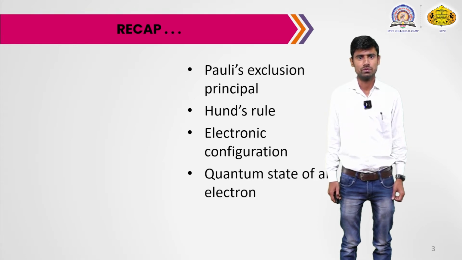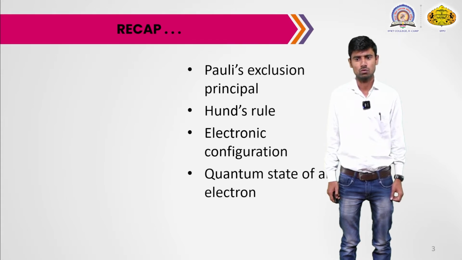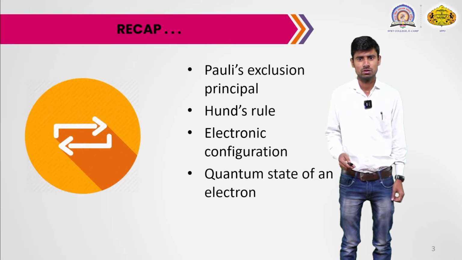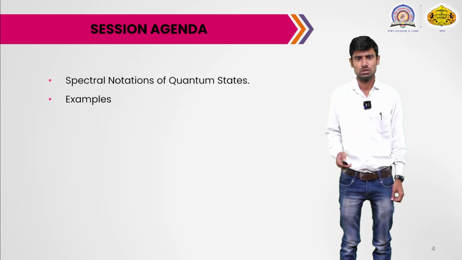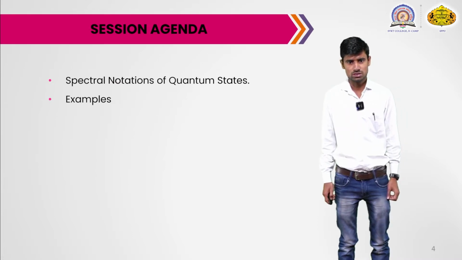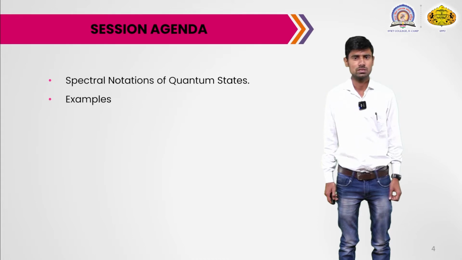In the previous lecture, we studied these topics in atomic and molecular physics. We covered Pauli's exclusion principle, Hund's rule, electronic configuration, and quantum state of electron. This topic we have discussed in detail. Now, in today's lecture, we will study the spectral notations of the quantum states, and we will solve some examples based on the spectral notations of the quantum states.